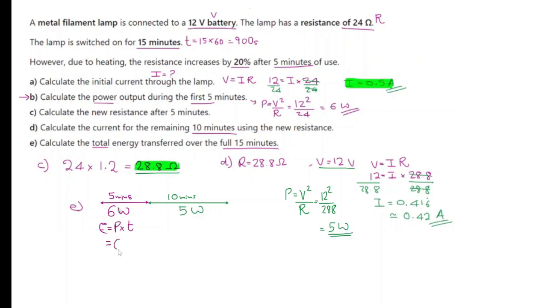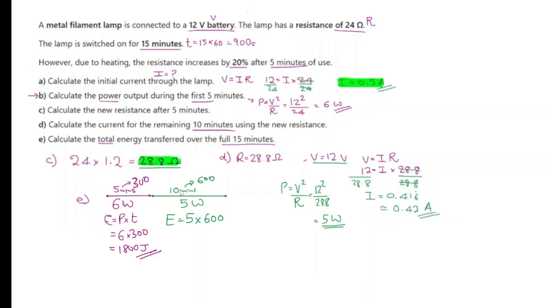So for the first part, it's 6 watts. 5 minutes is 5 times 60, that's 300 seconds. So multiply this one by 300. That's 1,800 joules. Now 5 times 600 gives you 3,000 joules. Now you can see it's 1,800 joules in the first 5 minutes, 3,000 joules in the next 10 minutes. The total energy transferred over the full 15 minutes is simply the sum of the two. 3000 plus 1800. Final answer 4800 joules.